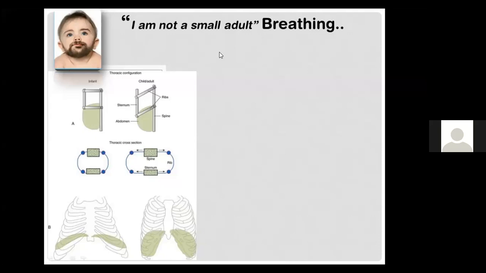Yes, so I didn't exactly understand how the bucket handle mechanism causes infants to be abdominal breathers. You've mixed up the two. Bucket handle is in adults. Oh, okay, so I didn't understand the whole thing. Do you know how a bucket moves? Do you know what a bucket handle looks like? Yes. You've seen the movement when you move and you create a little more room as opposed to if you were moving it horizontally.